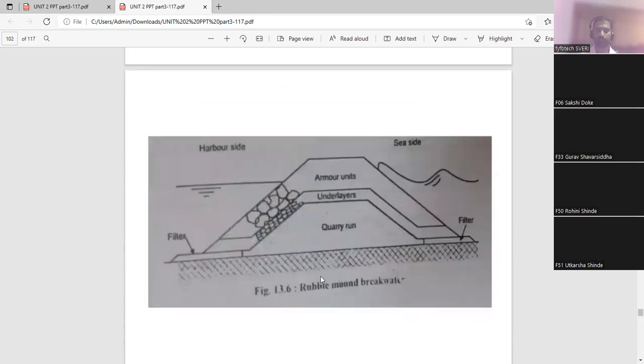In a rubble mound breakwater, inside there are small size rocks, and outside there are very large size rocks, because whatever waves come will hit the rocks. If the rocks are small, damage to the rocks will take place. If the rock size is very high, then damage is very less. This is the harbor side, this is the seaside.